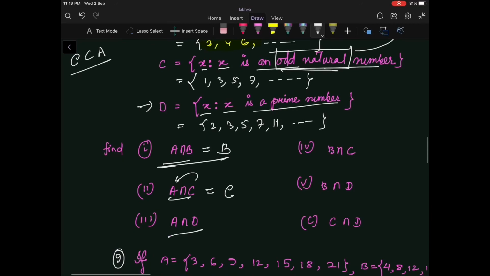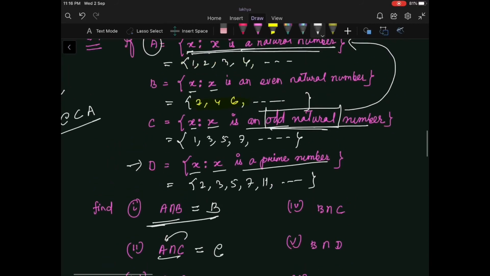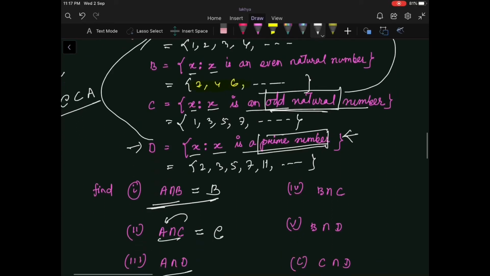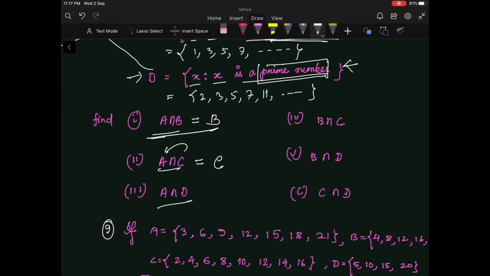Now A intersection D. Now compare A and D. Set D is a set of prime numbers. So all the prime numbers are present in set A because set A is a set of natural numbers. So that's why you can say D is a subset of A. If D is a subset of A, then we can say A intersection D is D.